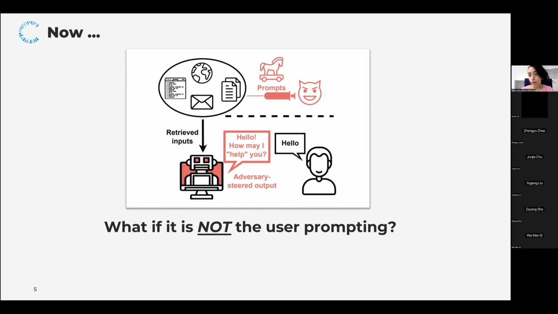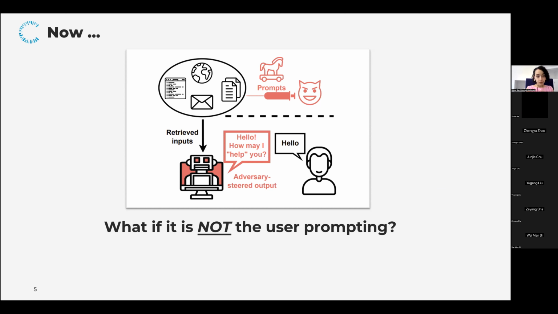Now, when the user starts to interact with the system and asks questions that require some sort of retrieval of this external data, the model will ingest these external inputs and will also ingest the prompt, and the prompt will start to steer the model according to the attacker's goals without the user knowing.